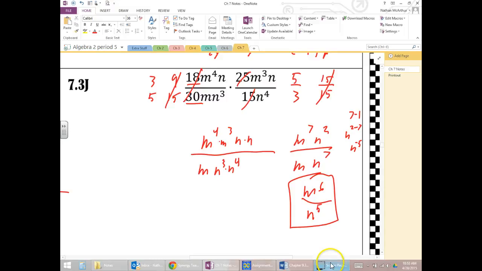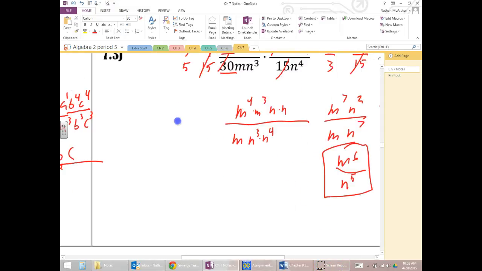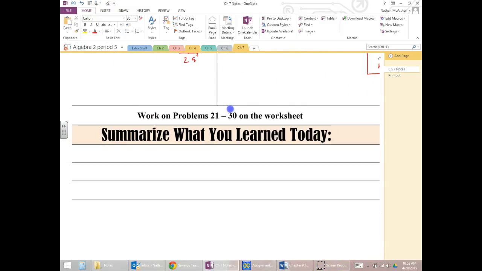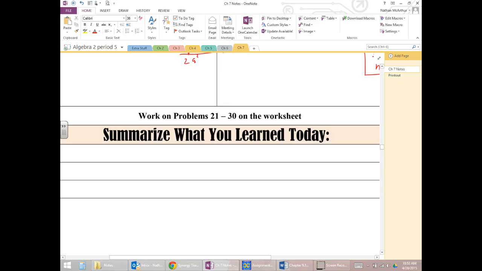Oh, phone call. So that finishes up the notes. Make sure you work on problems 21 through 30 and then summarize what you learned today at the bottom of your notes. And that should be all you need. If there's any questions or concerns, please let either Mr. MacArthur, Ms. Kerfman, or Ms. Lowe know. They can all help you. They're all Algebra 2 teachers. Good luck in your classes. And that's it.